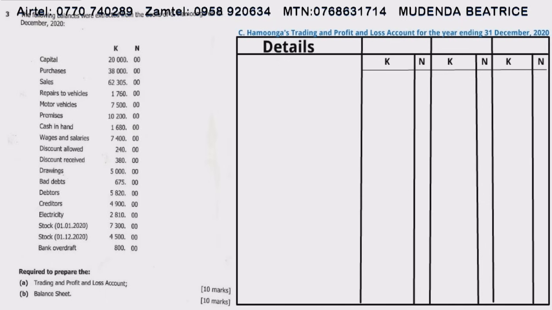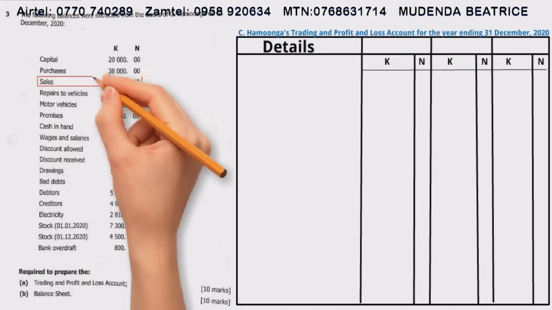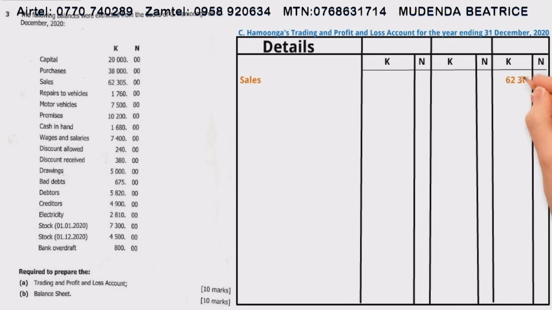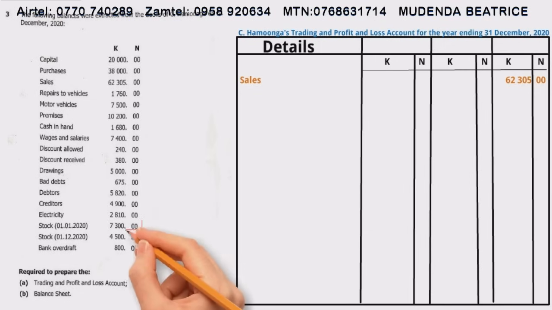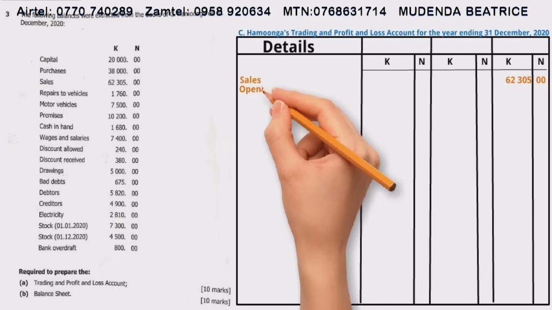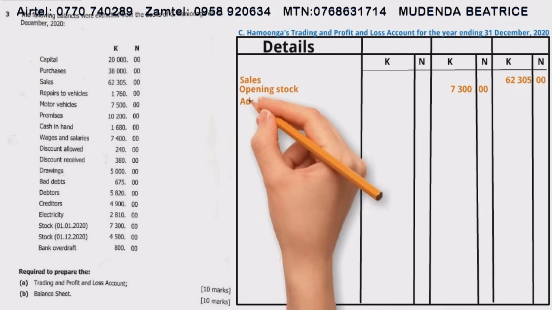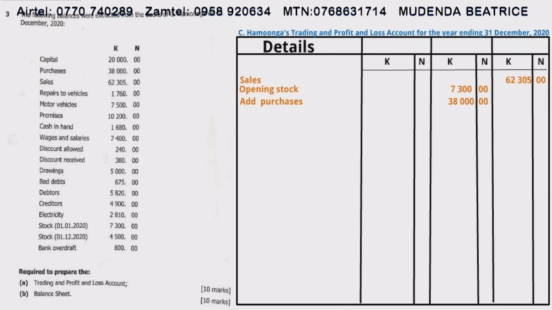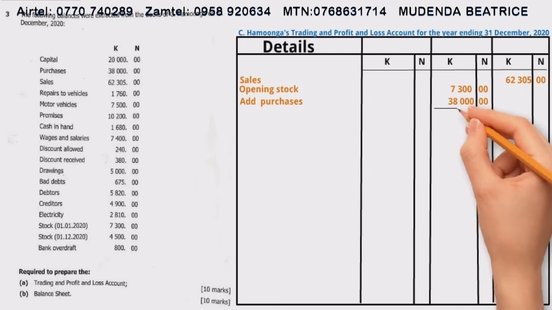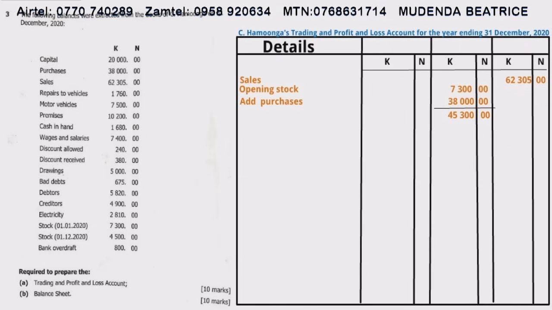Now let's enter the transactions. We're going to start with the sales, which is 62,305 kwacha. Then we come to opening stock, which is 7,300 kwacha. Then we add purchases to the opening stock, that is 38,000 kwacha. When we add that, it will give us 45,300 kwacha.